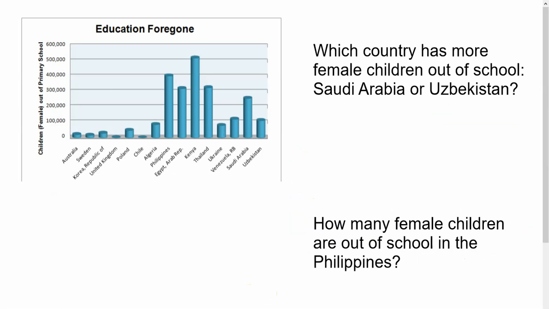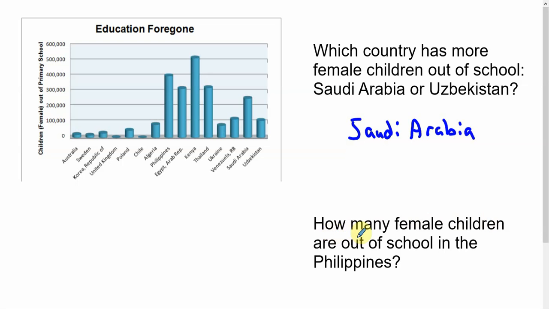So let's just try this out using that bar graph. First question, which country has more female children out of school, Saudi Arabia or Uzbekistan? So we find Saudi Arabia and Uzbekistan, they're the last two right here. And we can see that Saudi Arabia has a higher bar, probably about 250,000 female children out of school, whereas Uzbekistan is 100,000 or maybe a little bit more, I'm not sure. So we would say Saudi Arabia has more.